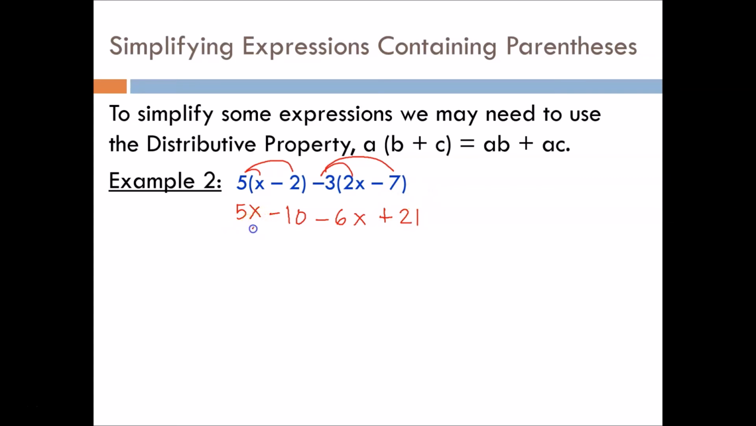Now we can combine terms. 5 minus 6 is negative 1, or negative x. Negative 10 plus 21 is the same as 21 minus 10. That will give us positive 11. And there you go. Final answer.